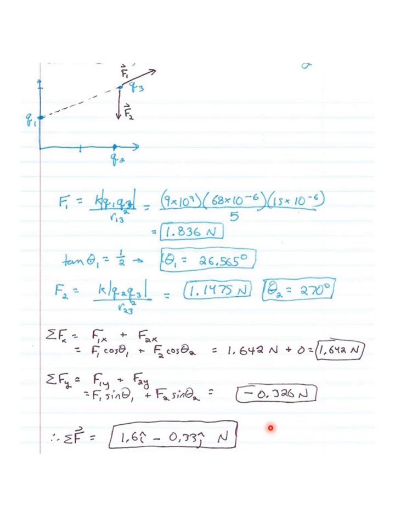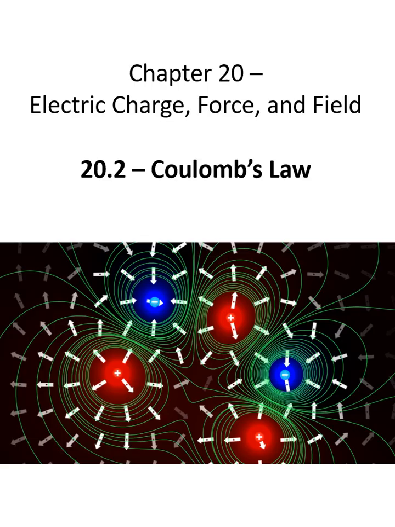So then we can add those up vectorially, and we see that the sum of the forces, the net force acting on charge 3, is 1.6 i hat minus 0.33 j hat newtons. And that is the end of section 22.